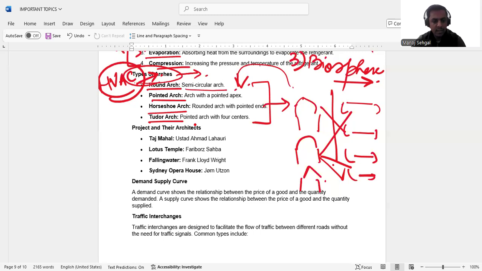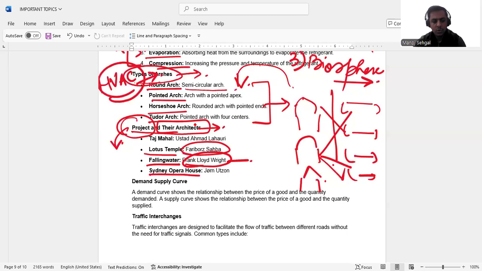Then we have the case of important projects in the Indian and international context and their architects. Within this perspective, you could learn that the Lotus Temple has been designed by Fariborz Sahba, Fallingwater has been designed by F. L. Wright, and the architect of the Sydney Opera House is Jorn Utzon.